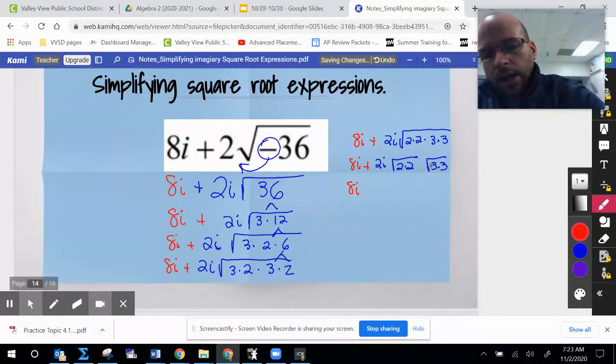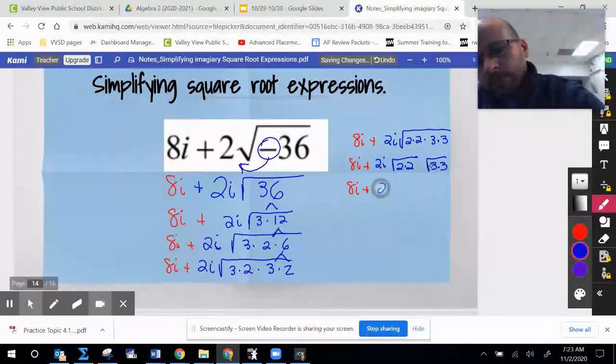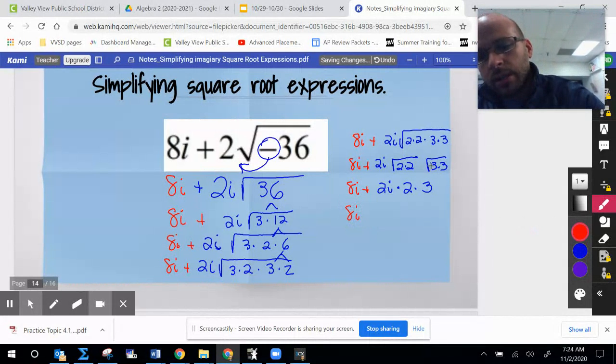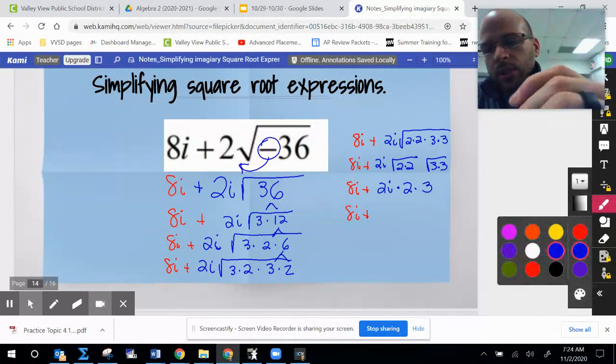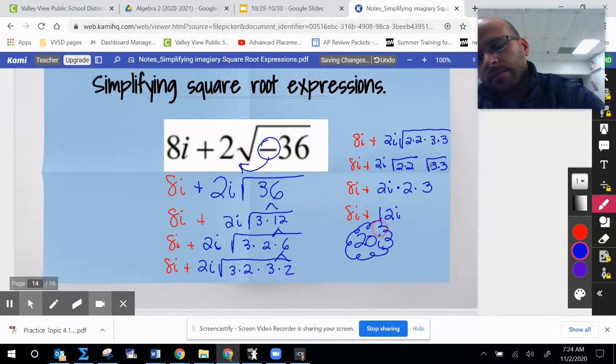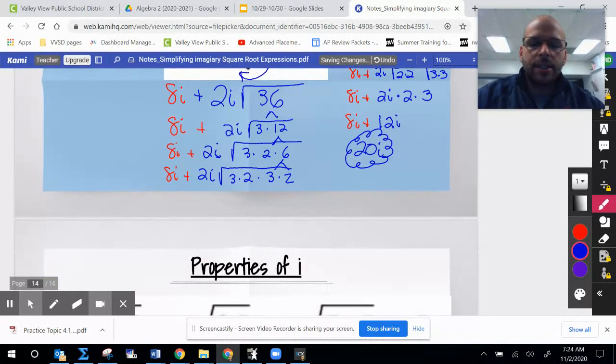So I have an 8i plus a 2i times 2 times 3. And I can actually multiply that together. So everything in blue can combine. So 2i times 2 times 3 would give me a 12i. And if you add those together, because they are like terms, I get 20i. That's my answer. Okay? So you can kind of see it in practice.